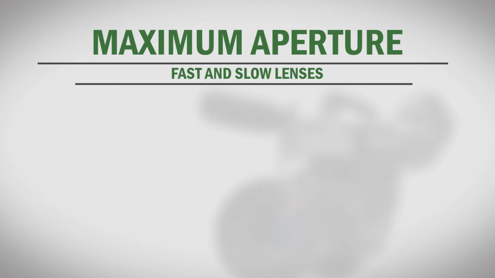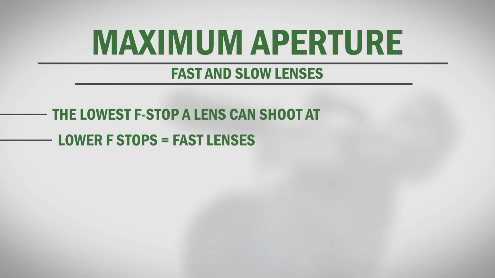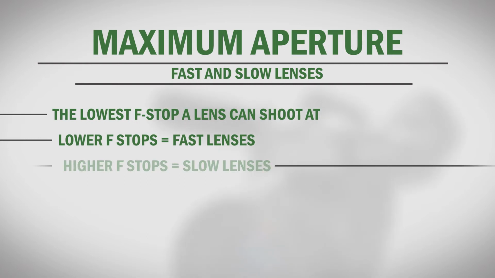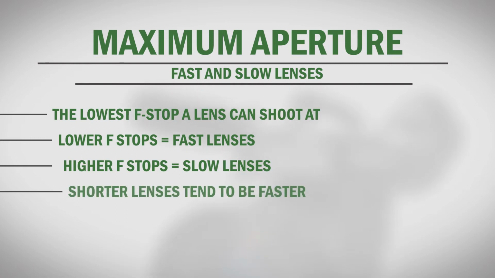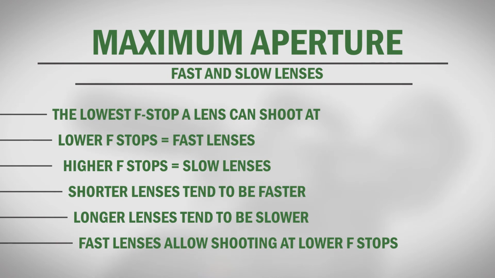The maximum aperture of a lens refers to the lowest f-stop the lens can shoot at. Lenses with lower f-stops are referred to as fast lenses, while lenses with higher f-stops are referred to as slow lenses. In general, shorter lenses are available with lower f-stops, while longer lenses tend to have higher ones, especially the affordable ones. This is important because shooting with a fast lens allows you more control over the aperture, which we know can give you shallower depth of field.